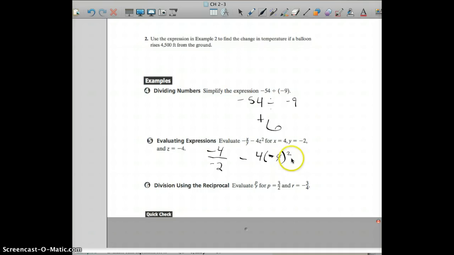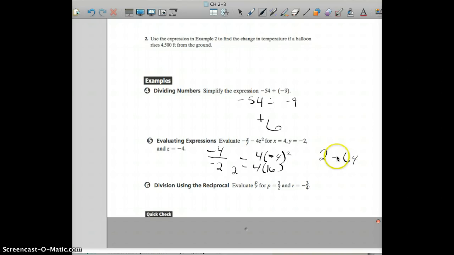squared. Order of operations tells us we have to complete the exponent first, and the z is right in front of the 2, and if z is negative 4, we have negative 4 times negative 4, which is going to give us a positive 16. We then have that multiplied by 4, and I'm going to do this quick division here. Negative 4 divided by negative 2 is a positive 2. So now I have 2 minus 4 times 16, and 4 times 16 is 64.